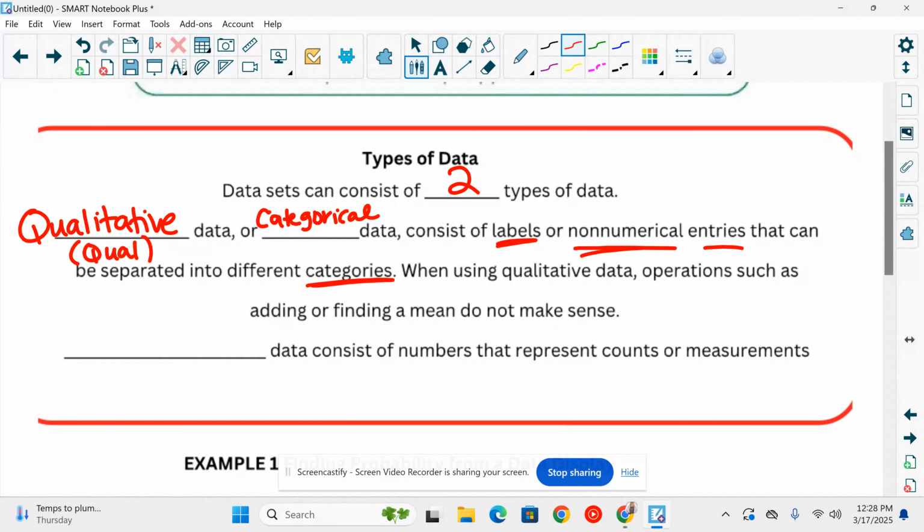When we're talking about qualitative data, you can't make sense of it with mean. You can't find the average because you have to add and subtract and do stuff with it. Well, you can't add and subtract words and find the mean of words. So you can't really look at it in a statistics sense that way.